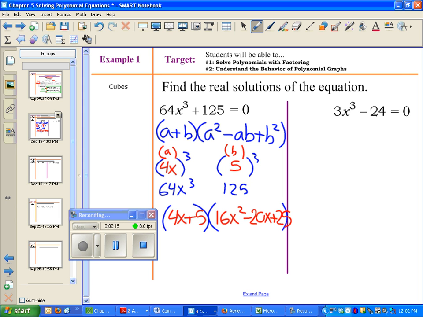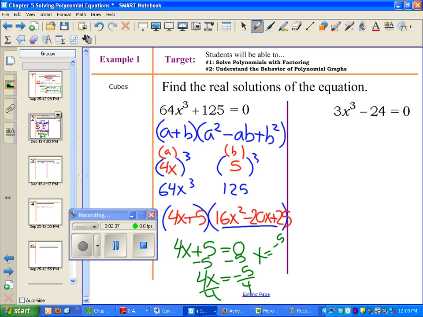All right, so now it says find the real number solution of the equation. This second factor will give me an imaginary, so I'm just going to set this one equal. So I have 4x plus 5 equals 0. I subtract 5 from both sides. I get 4x equals negative 5. Divide by 4, and x is equal to negative 5/4. All right, so that is that. That's an x-intercept if I were to graph that.